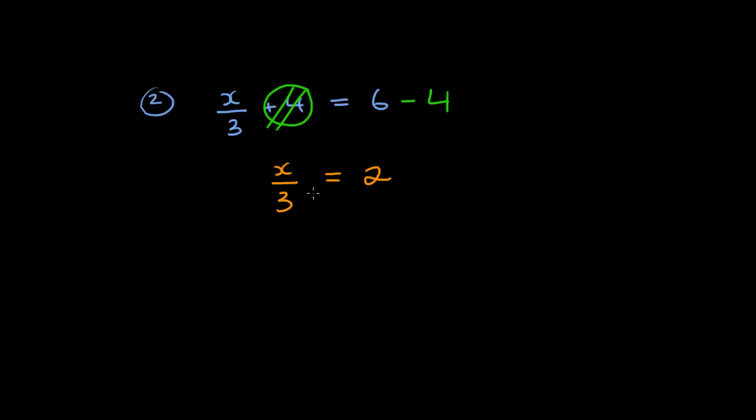So we have nothing left on the left hand side, so it's x over 3, and we know that 6 take away 4 equals 2. Alright, so that's my first step.